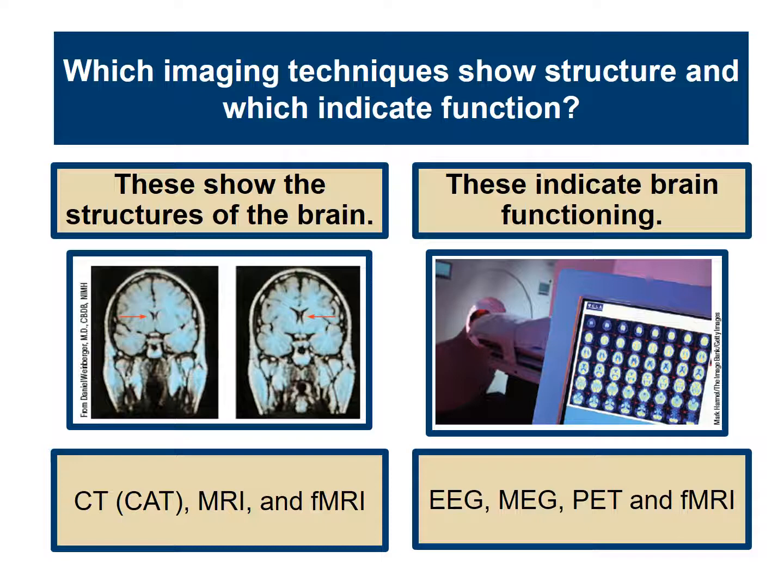So which imaging techniques show structure and which indicate function? Remember, there are different parts of the brain, and then there's how those parts function, or what the function of those parts is in relation to the part and to other parts. Structures are shown by CT or CAT scans, an MRI, and an fMRI. Whereas imaging techniques that show functioning are EEG, MEG, PET scan, and fMRI. So notice that fMRI shows both structure and function, but nothing else does.